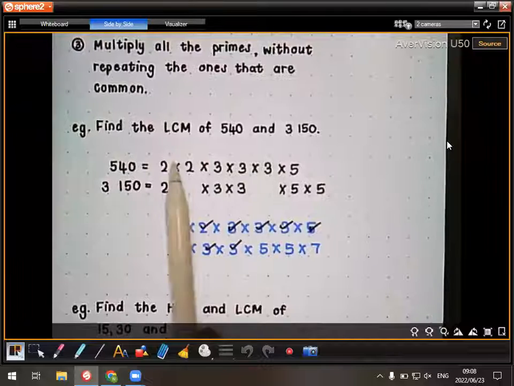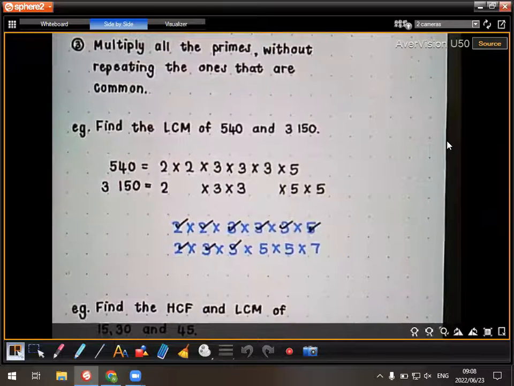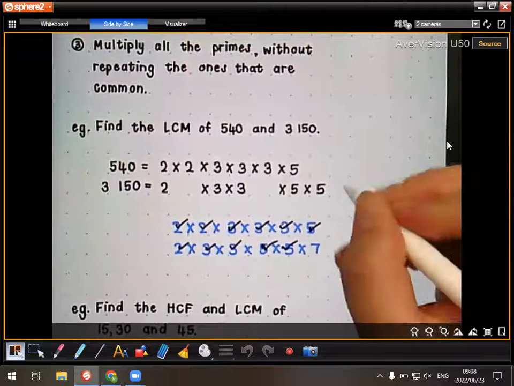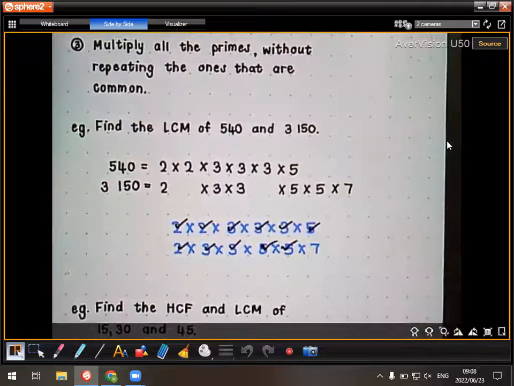Is there any factor still of 540? No, but is there another factor of the last one? Let's just tick these ones off. The 7, right? So the 7, I'm going to just put there.